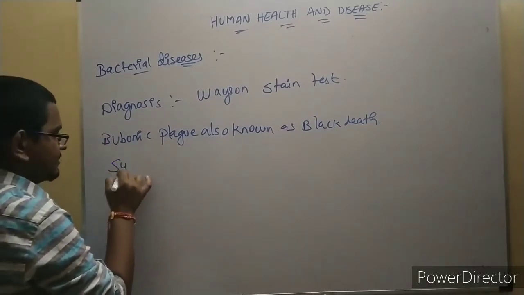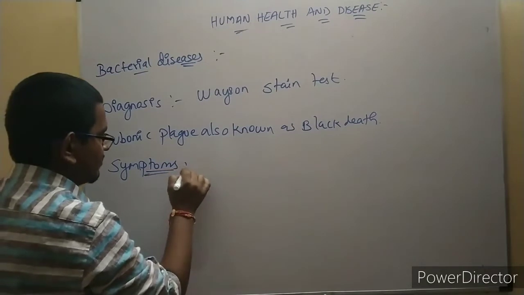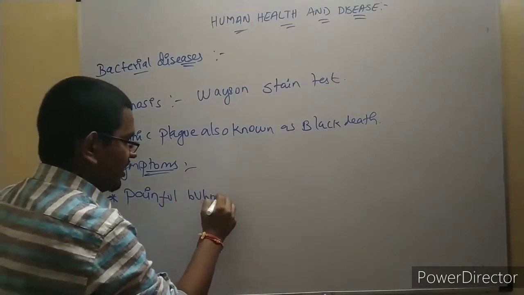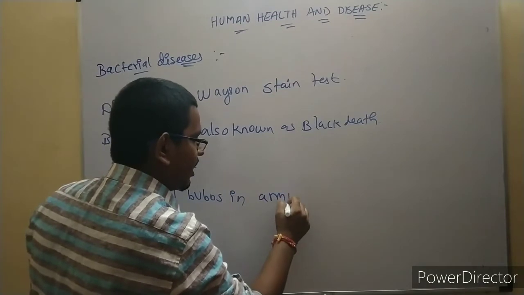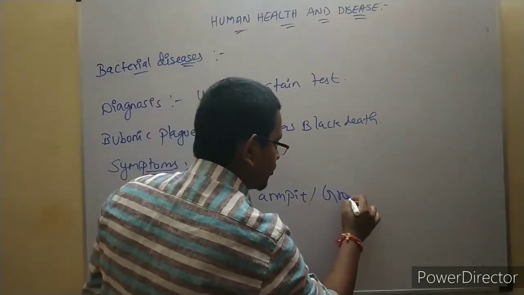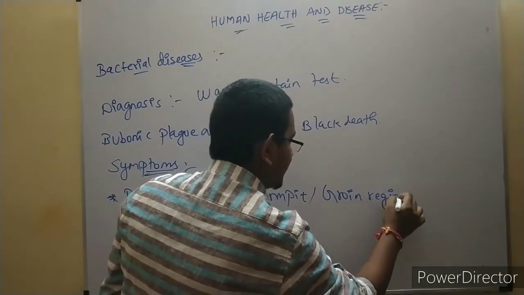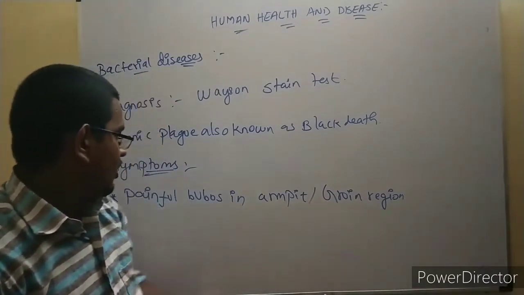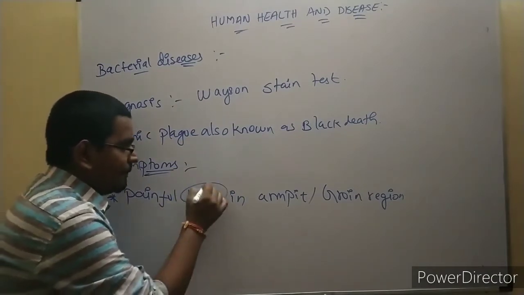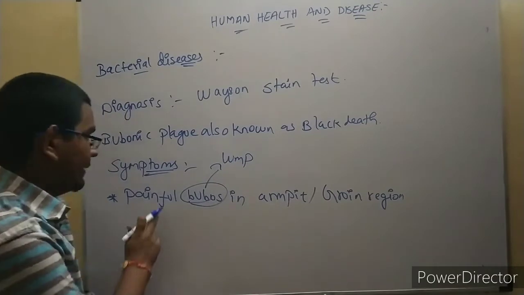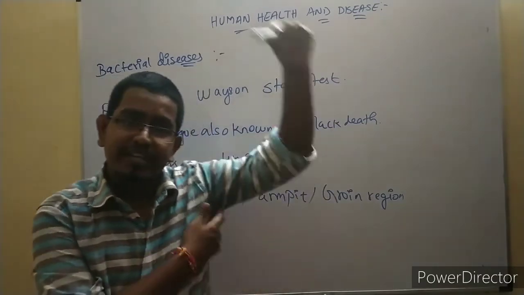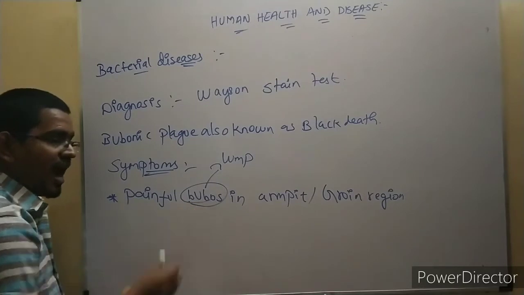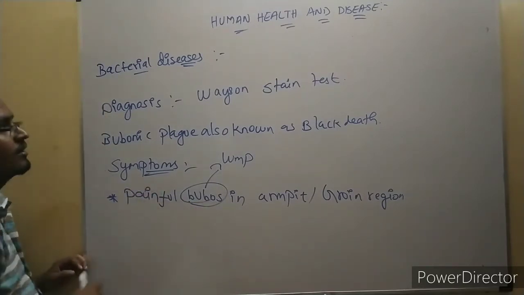And what are the symptoms? First symptom is painful bubos in the armpit or groin region. What is the groin region, students? It is a region near the pelvic region, near our sex organs. Bubos means lump. It will swell up, lump up. Painful bubos in the armpit or groin region. Armpit, you know, here it is the armpit. There will be swelling, that will be a lump, which is known as bubos, and it will be painful. It is a symptom for bubonic plague.